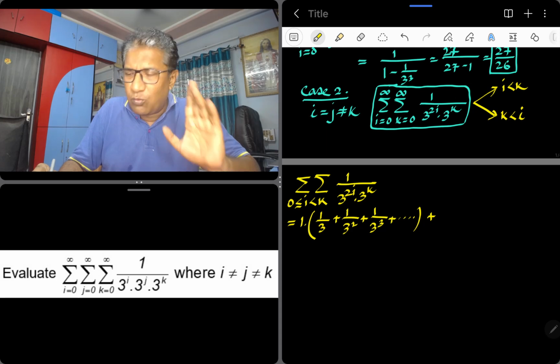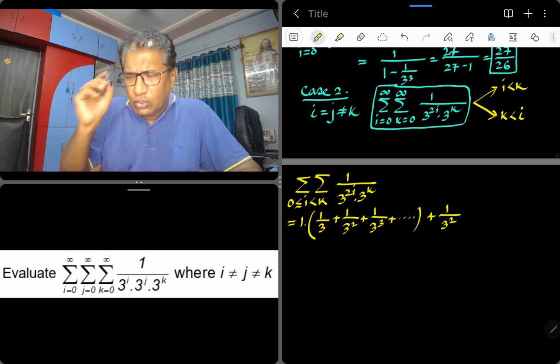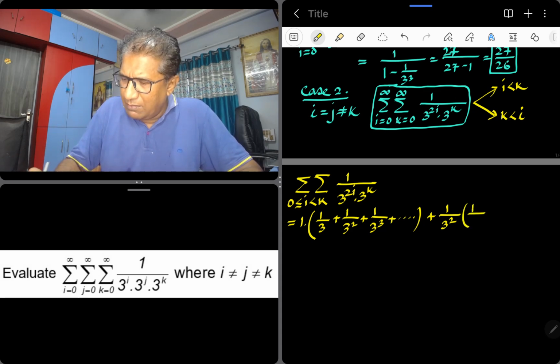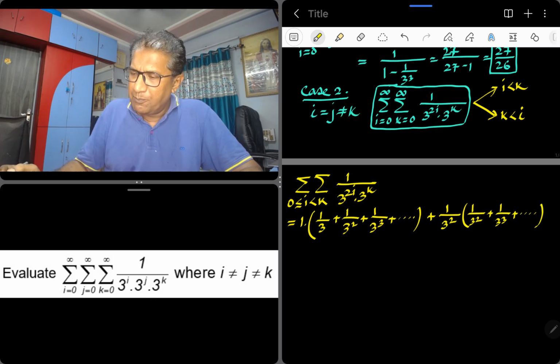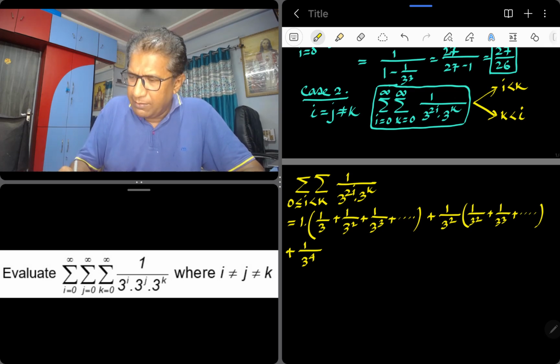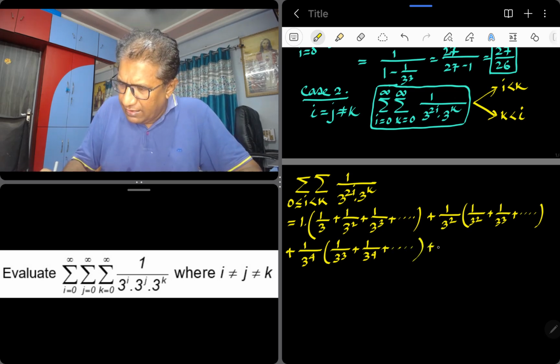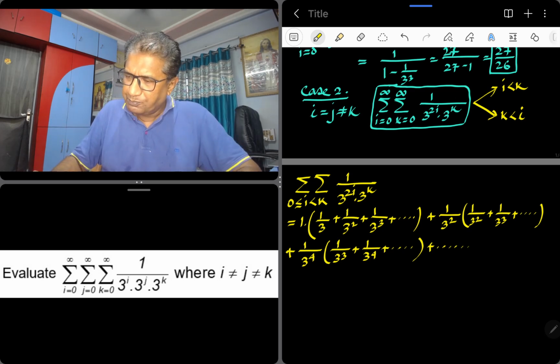Plus, when i is 1, it is 3 square. Now k will start from 2. So it will be 1 by 3 square, 1 by 3 cube, and this thing goes on till infinity. Then when i is 2, k will start from 3. So it's 1 by 3 cube, 1 by 3 to the power 4, and this thing goes on, right? And this thing goes till infinity.